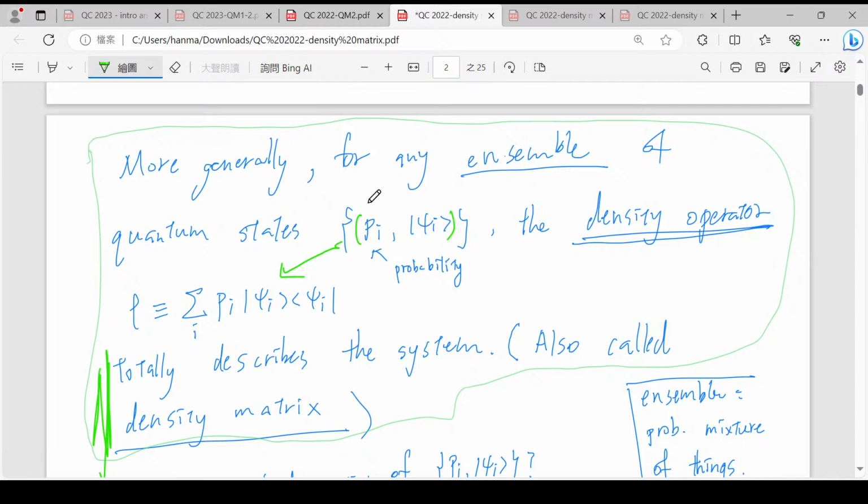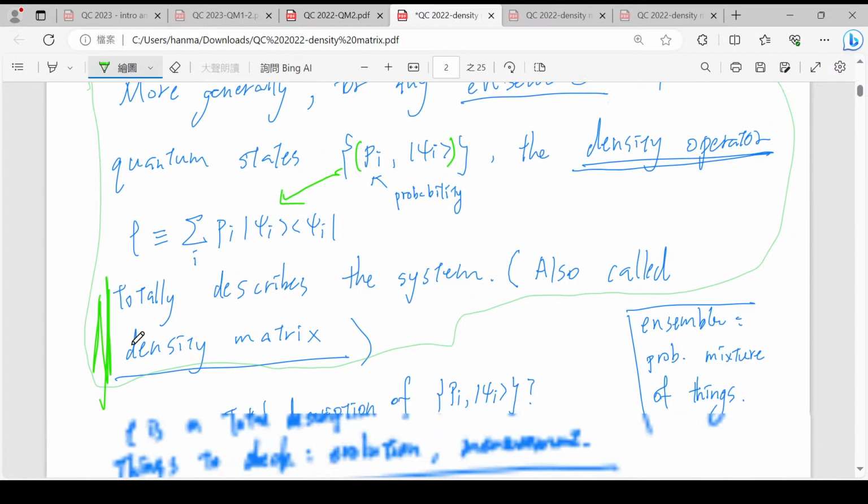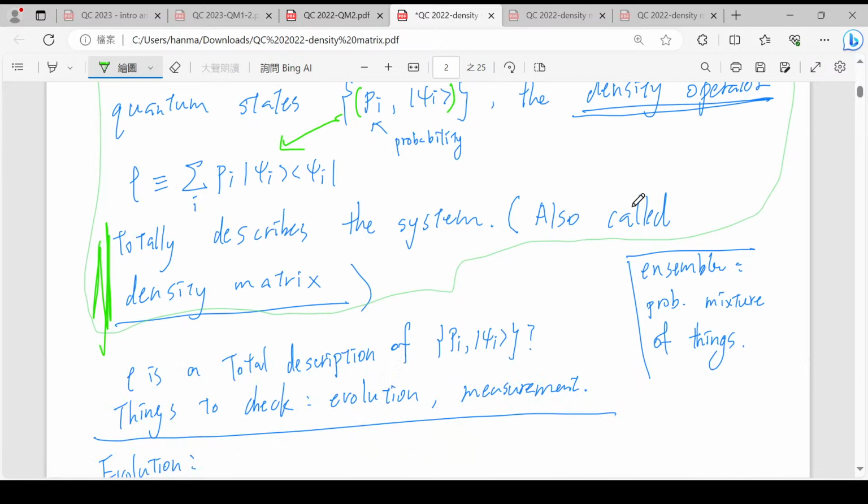And so we have those pi, psi. Then we can always define this matrix by just doing the calculation. It is a summation over i of pi times the projector onto psi i. And this is the definition, and we will show later in this section that this totally describes the system, and this matrix rho is called a density matrix. Okay. Any question about the definition of a density matrix for now?